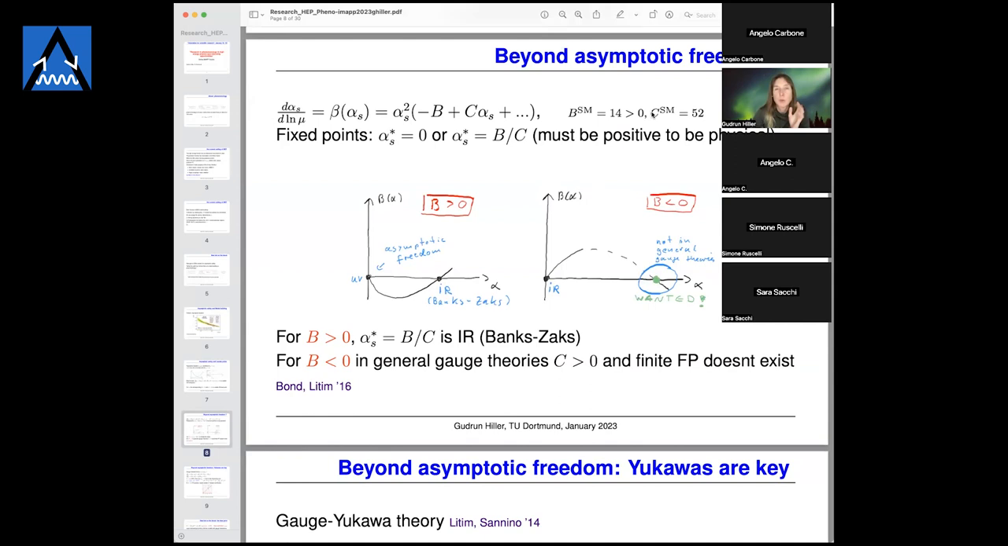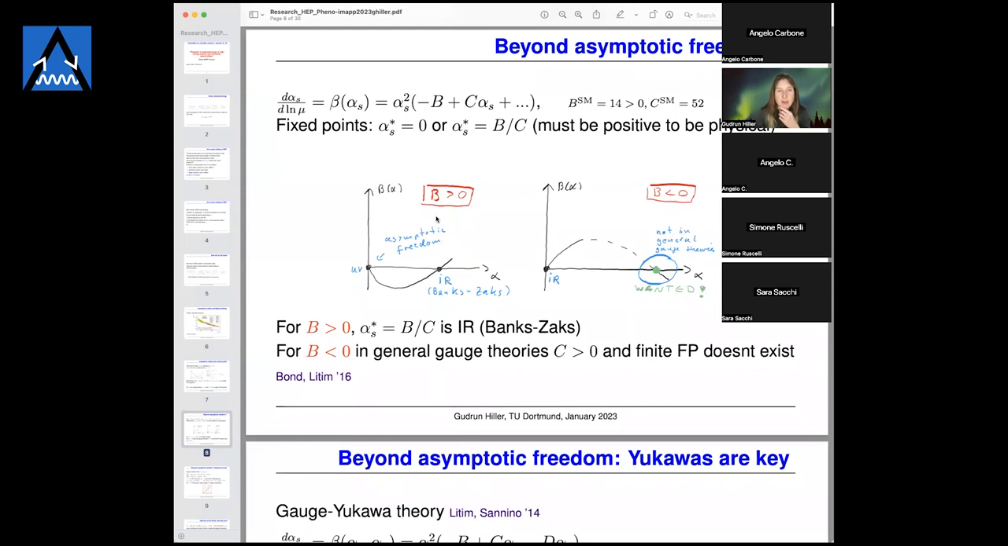So you see already that because C is positive and B is also positive, in principle these terms here could cancel and give rise to a fixed point. So there's the previous fixed point, the one from asymptotic freedom, but there's also one from cancellations of these two terms. Now the plot looks a little bit different. We plot here again beta functions as a function of alpha. Here on the left is a QCD-like theory where this B coefficient is positive.